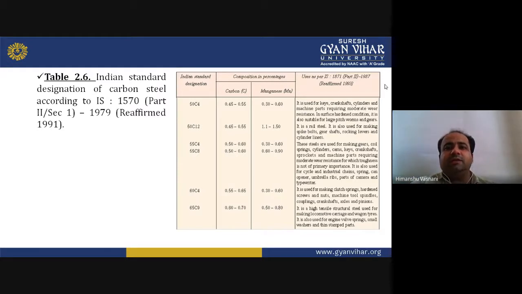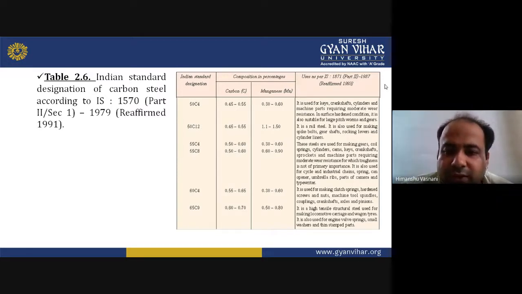Now there is a standard steel, 50C4. You can see it is used for keys, cylinders and machine parts that require moderate resistance. It is also suitable for large pitch worms and gears. Then you have 60C4, used for clutch springs, screws and nuts, machine tools and couplings. And then 65C9, that is used for locomotive carriages and tires.